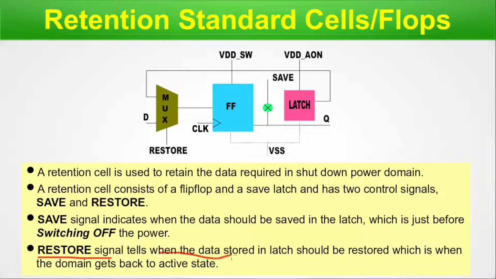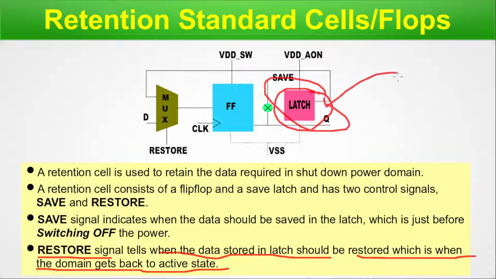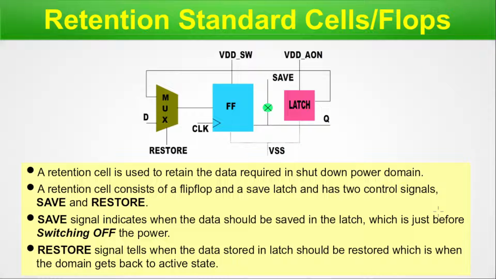Restore signal tells when the data stored in the latch, that means this latch, should be restored, which is when the power domain gets back to the active state. The state which is saved in the latch has to be restored back into the power domain with the restore signal, and the whole operation is controlled by the PMU or PMB with the help of the specially designed standard cell called the retention cell or retention flop. So here we are done with the description and the operation of the retention cell or flops. So let's move on to the next slide.